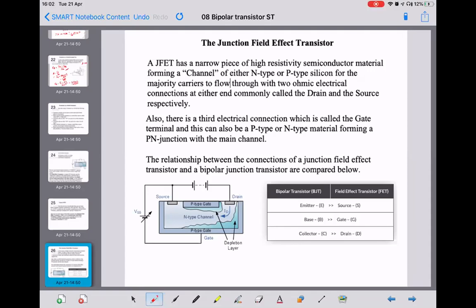So there's a little bit of a relationship between the terminals here. It's worth thinking about. In the bipolar transistor, we have the emitter, and the equivalent in the field effect transistor is the source. And then the base in the bipolar, the equivalent terminal is the gate on a FET, and the collector is equivalent to the drain on the FET.